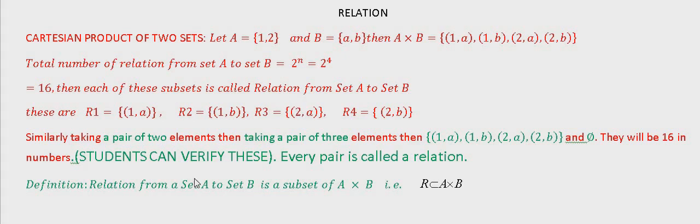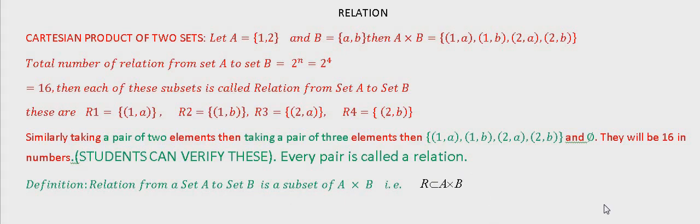Now students can verify them. Every such subset is called a relation, right? So if I say what is relation, relation is nothing but a subset. This relation is a subset of A cross B, that is, the Cartesian product of A and B. So the definition of relation is: a relation is a subset of the Cartesian product of A and B.